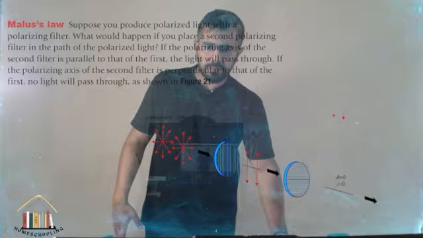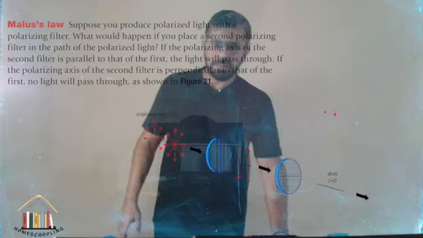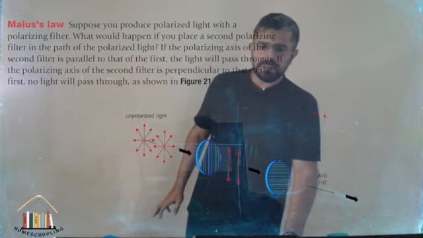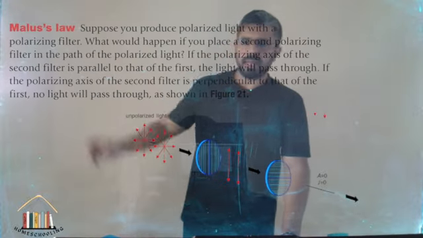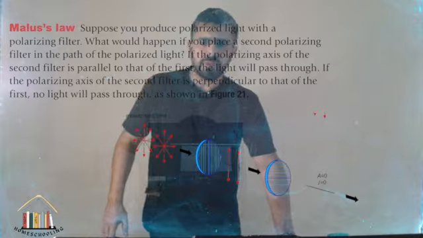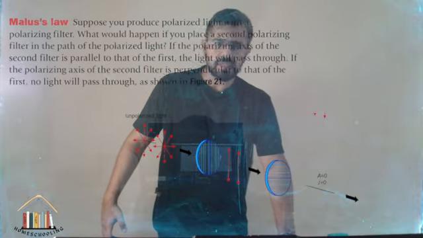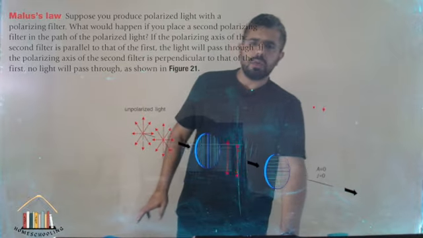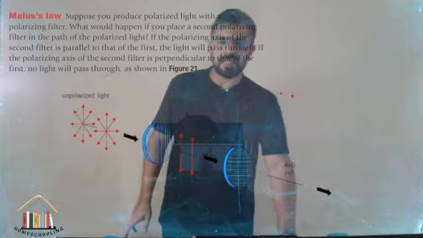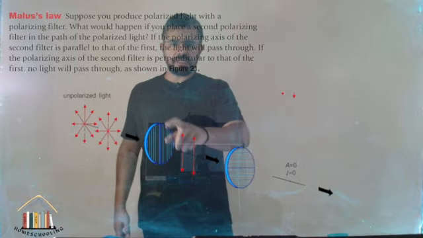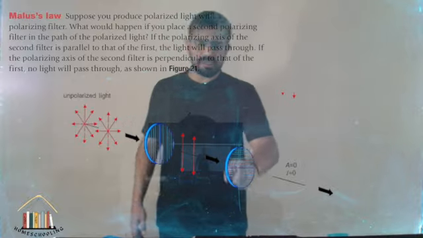Yes, so here we go. Now talking about the second part of the polarizing part, which is Malus law. Malus is a scientist who put a condition: what if we put two polarizers at the same time? As you see here, this is the first polarizer and that's the second polarizer.